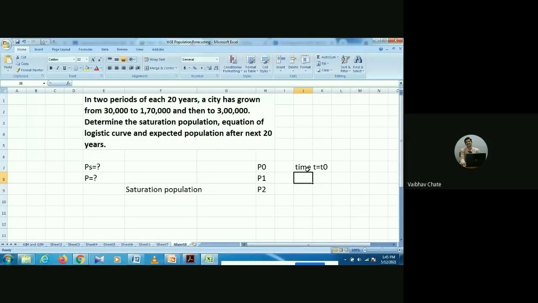Now P1 is the population at the time T1. Population P2 corresponds to time T2, which is nothing but 2 times T1. So if you check in the given question, at the time T equal to 0, when we took the initial reading of the population, it was how much? It was 30,000. Am I correct? This was 30,000.